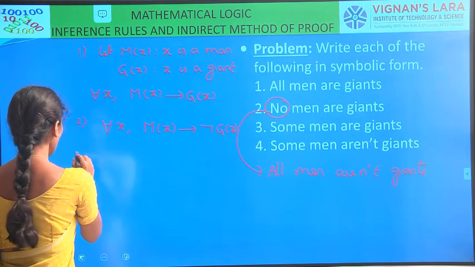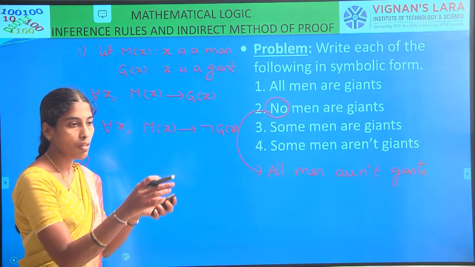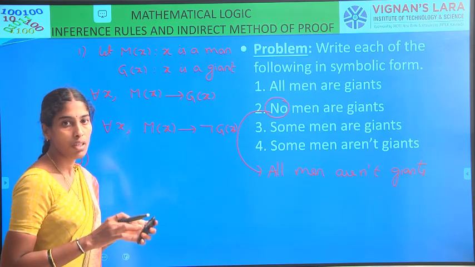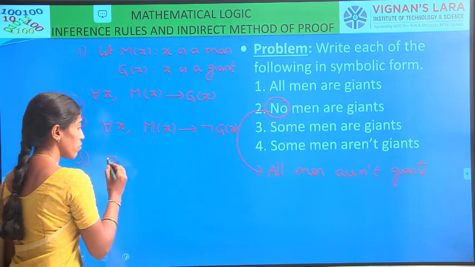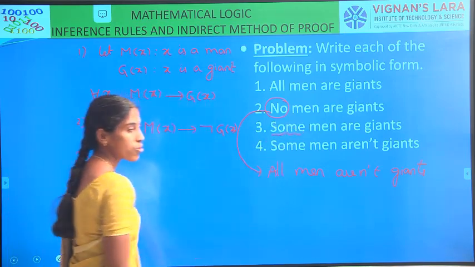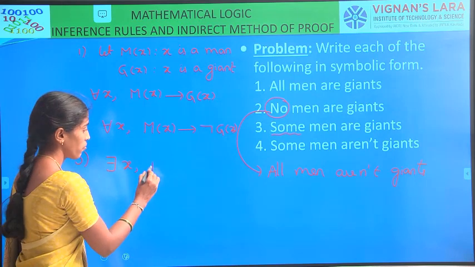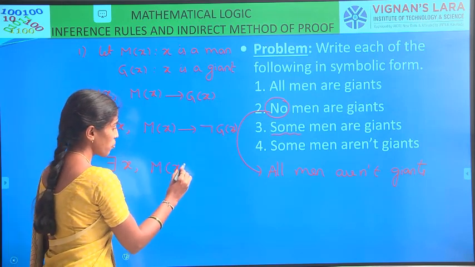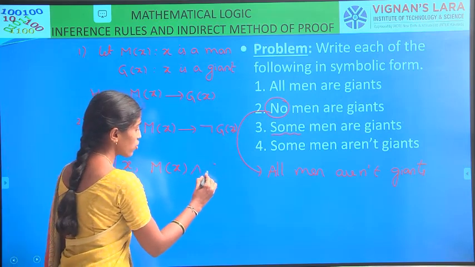Next, the third one, some men are giants. If we consider all the men, some are giants. Because the word some is there, we use the existential quantifier. There exists x, M of x, that means x is a man, and he is a giant, G of x.